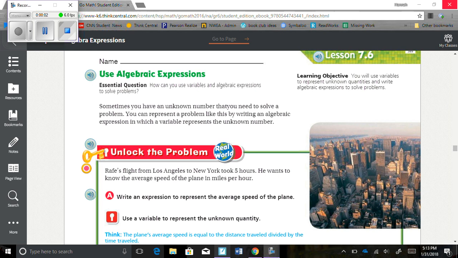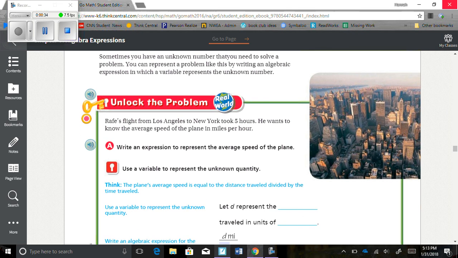Okay, so we're on Chapter 7, Lesson 6, which is Use Algebraic Expressions. Our learning objective is you will use variables to represent unknown quantities and write algebraic expressions to solve them. So our essential question: how can you use variables and algebraic expressions to solve problems? Sometimes you have an unknown number that you need to solve a problem. You can represent a problem like this by writing an algebraic expression in which a variable represents the unknown number.